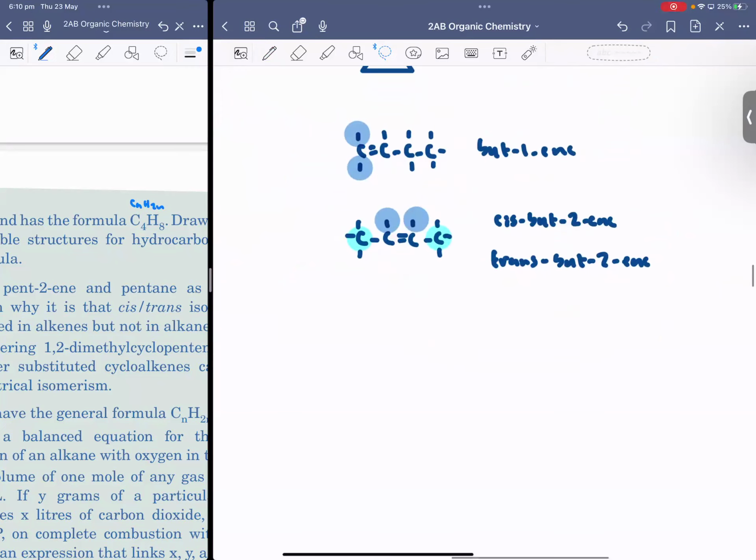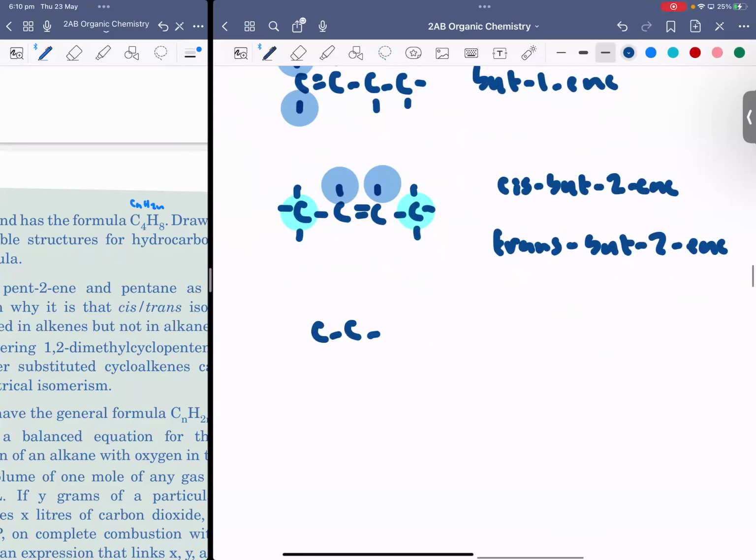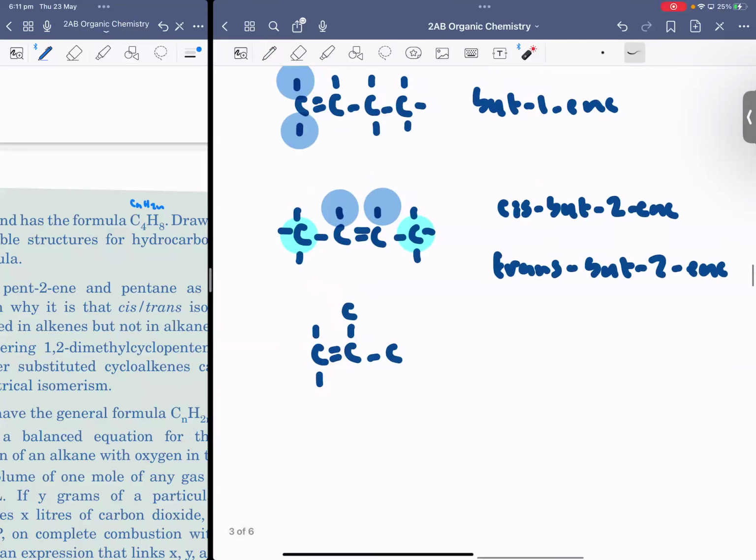The branched ones. 1, 2, 3. Double bond here. Where's the only spot where you can put a branch? In the middle? Nowhere else you can put it. We'll just make it fall big anyway. And what do you notice? This thing here is bonded to H and H, which means no what? No cis trans isomerism, because that and that are the same thing.